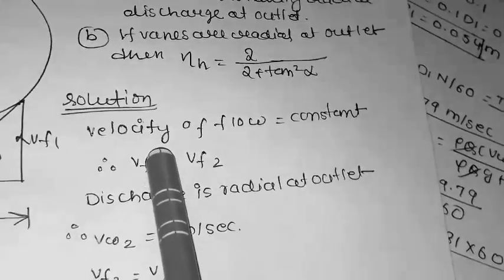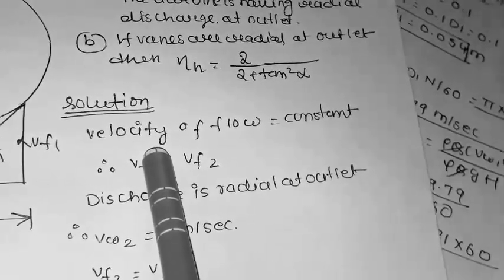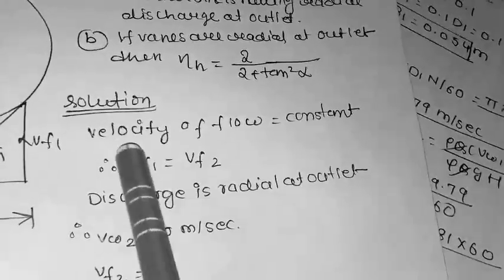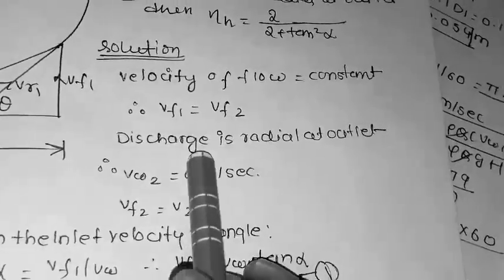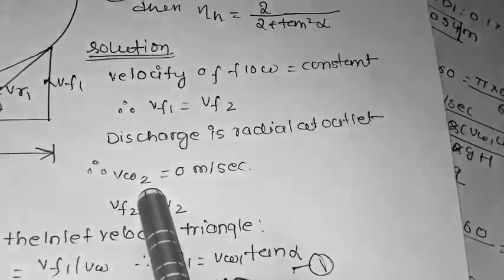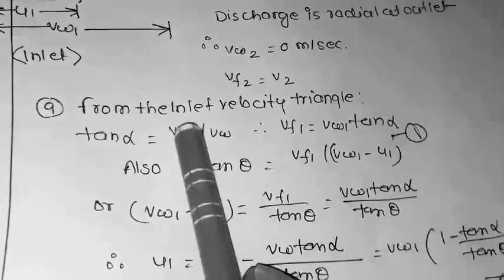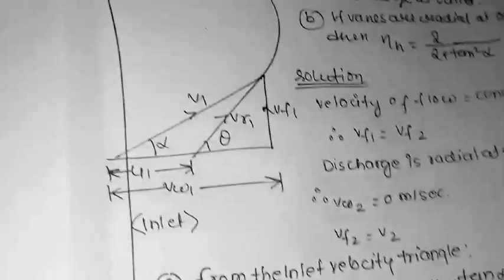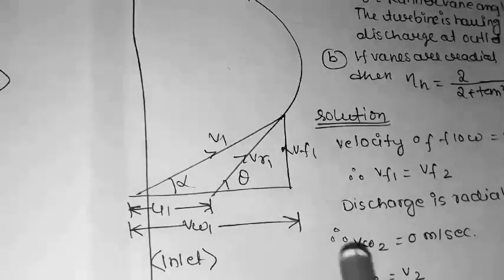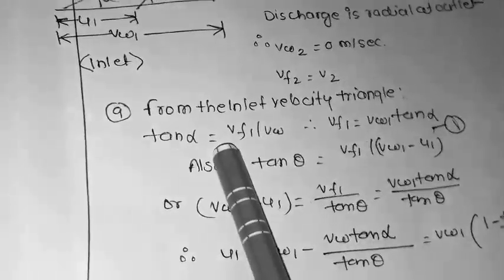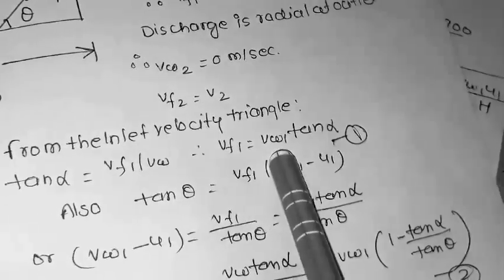As the question says, the velocity of flow Vf1 is equal to Vf2 is equal to constant, and the discharge is radial at outlet, that is Vw2 is equal to 0 meter per second and Vf2 is equal to V2. Now see, from the inlet velocity triangle, what is the value of tan alpha? Tan alpha is equal to Vf1 upon Vw1. That's why Vf1 is equal to Vw1 tan alpha.